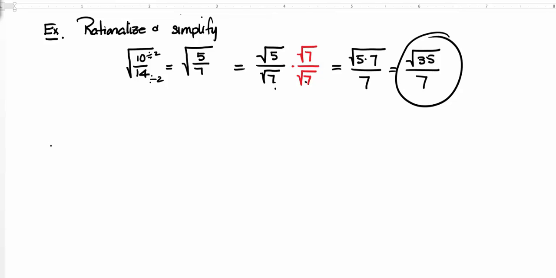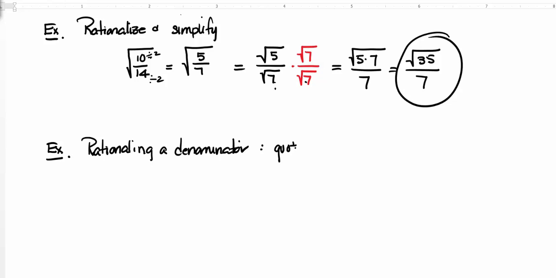Okay, so far we've been working with just numbers. And so now we're going to introduce some variables. So rationalizing a denominator. This is a quotient involving a monomial.